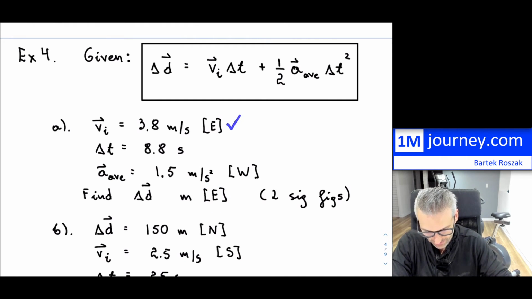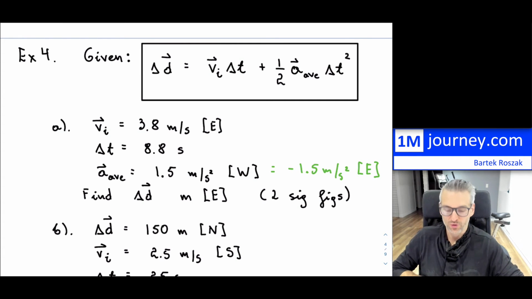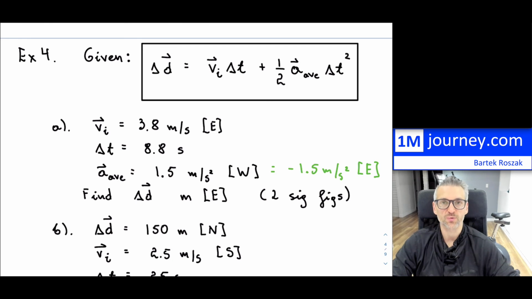So this one is fine. Obviously, there's no direction for time. It's a scalar. But this one is not fine because it's west. So I have to change this back, put it negative 1.5 meters per second squared. And now I have to change this to east. Notice that this negative takes advantage of these being equivalent to each other in terms of your vectors, just the way that we write a vector. That means it's in the opposite direction.